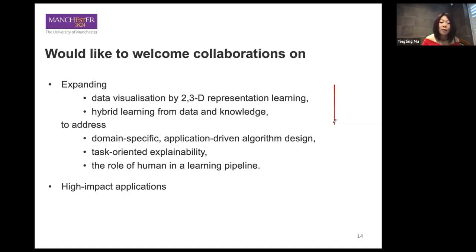Another thing is, when you improve the explainability of a model, it's quite challenging, or we can say it's probably ineffective to do it in a general sense. You don't have a fixed way to explain things for many different tasks. So we would like to work on more task-oriented explainability. And we would also like to research more on the role of the human in a learning pipeline. Okay, thank you very much.